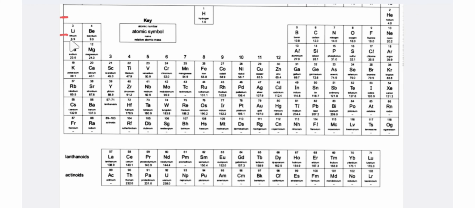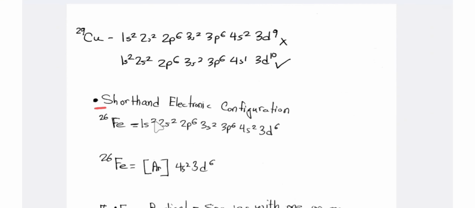So iron is in period 4 (1, 2, 3, 4), but instead of writing 4, we subtract 1, so that is 3. And it is a d block element, so 3d. Counting 1, 2, 3, 4, 5, 6, it has valence electrons in the 3d6 subshell. According to the sequence, we write 1s2 2s2 2p6 3s2 3p6 4s2 3d6.